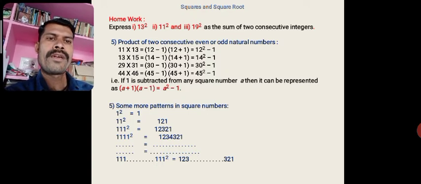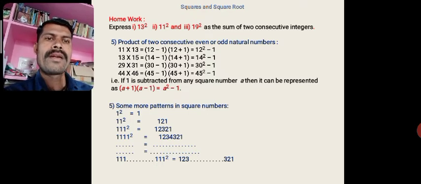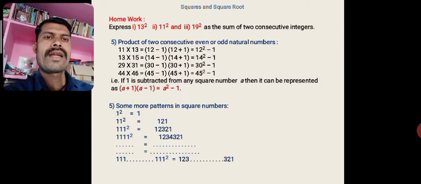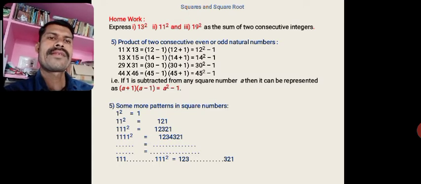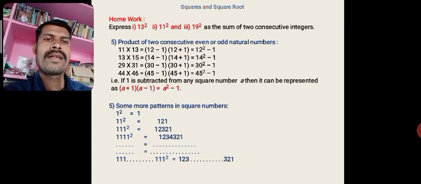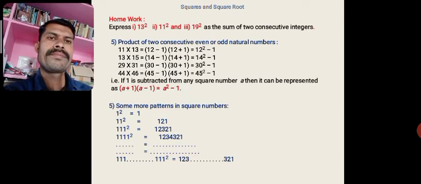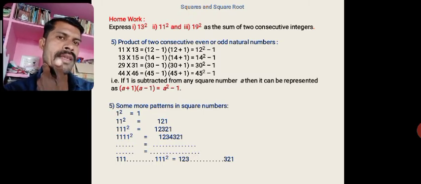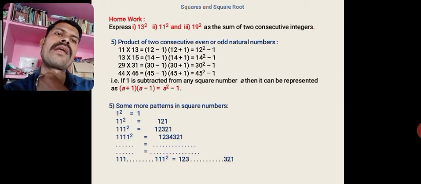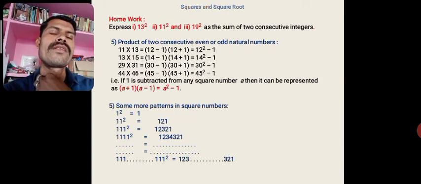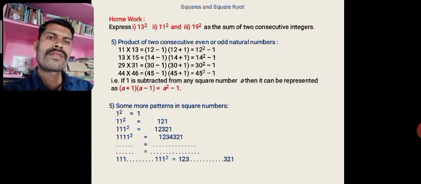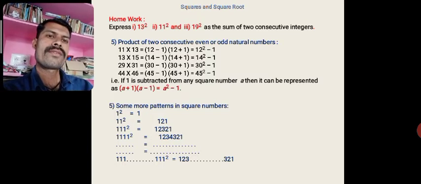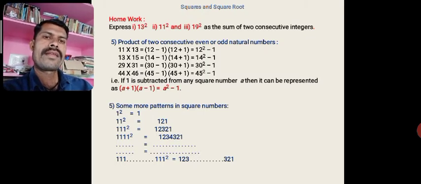These are called palindromes. Palindrome means if you read a number from left to right or right to left, you will get the same value. The value cannot change here. So this is Pingala's pyramid of palindromes. That is, 1 square is 1, 11 square is 121. You read from left to right or right to left, you will get the same value. So 111 square is 12321.